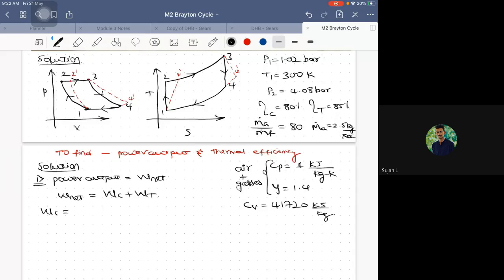Anyone? MCP. M CP into T1 minus T2 dash. T1 minus T2 dash. Very good. Since the efficiency is given, you are considering dash.